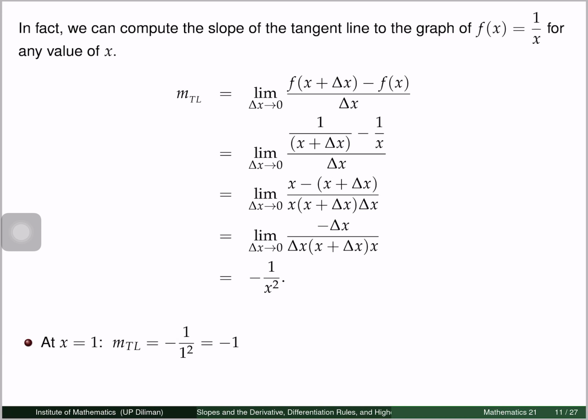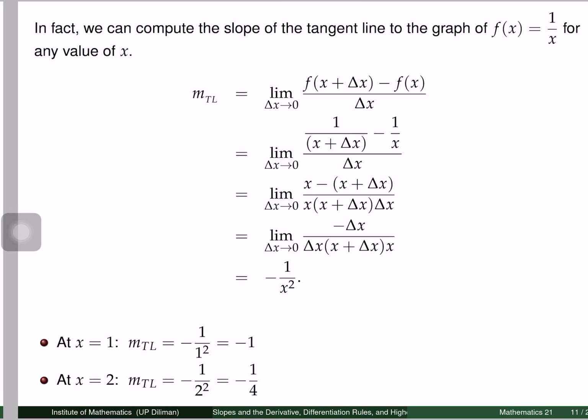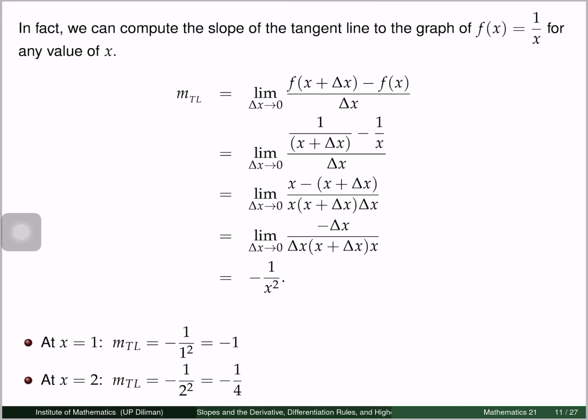So at x equal to 1, yung slope of the tangent line, you just need to use this formula. So negative 1 over 1 squared. So that is equal to negative 1. Na-verify na natin yung kanina. At x equal to 2, no need na ulit-ulitin mo tong mga ginawa natin dyan. Isalpak mo na lang yung x equal to 2 sa negative 1 over x squared to get that the slope of the tangent line of f at x equal to 2 is negative 1/4.